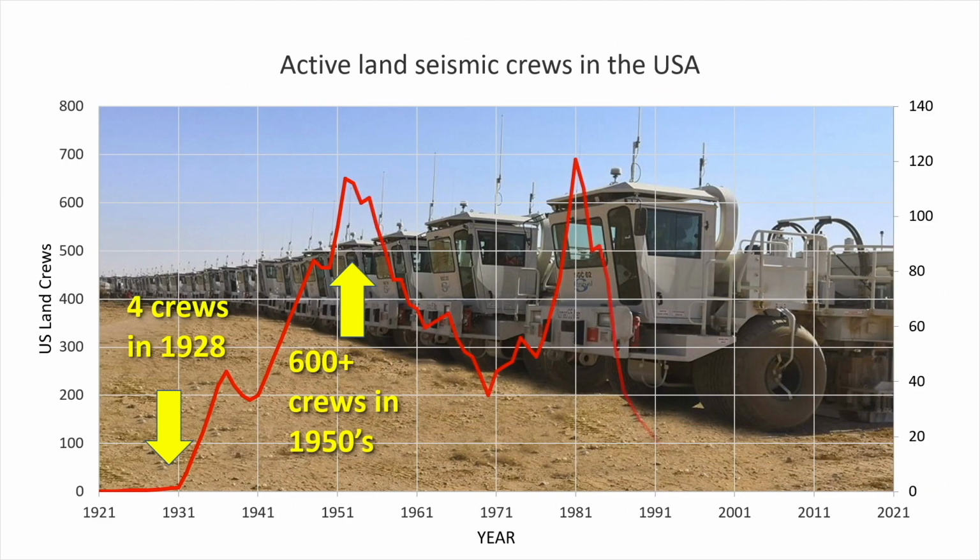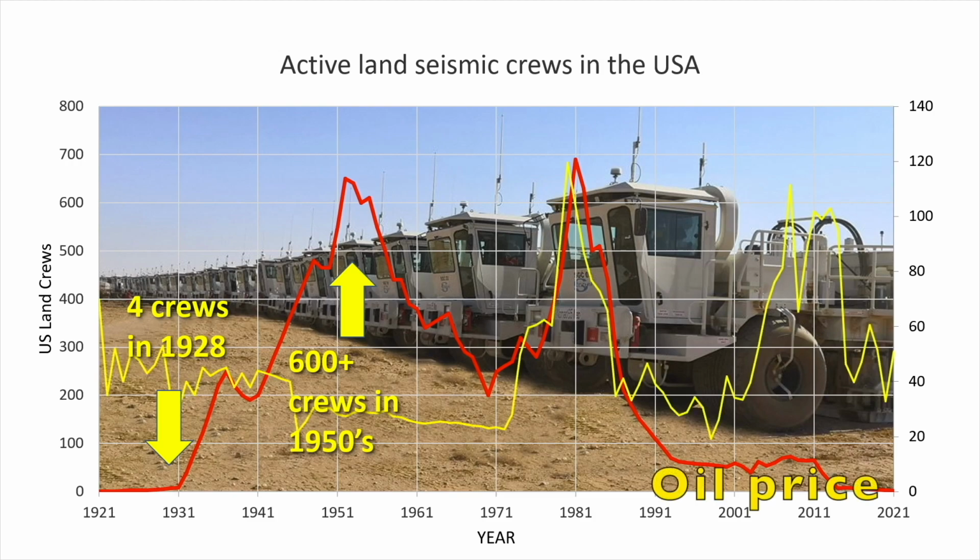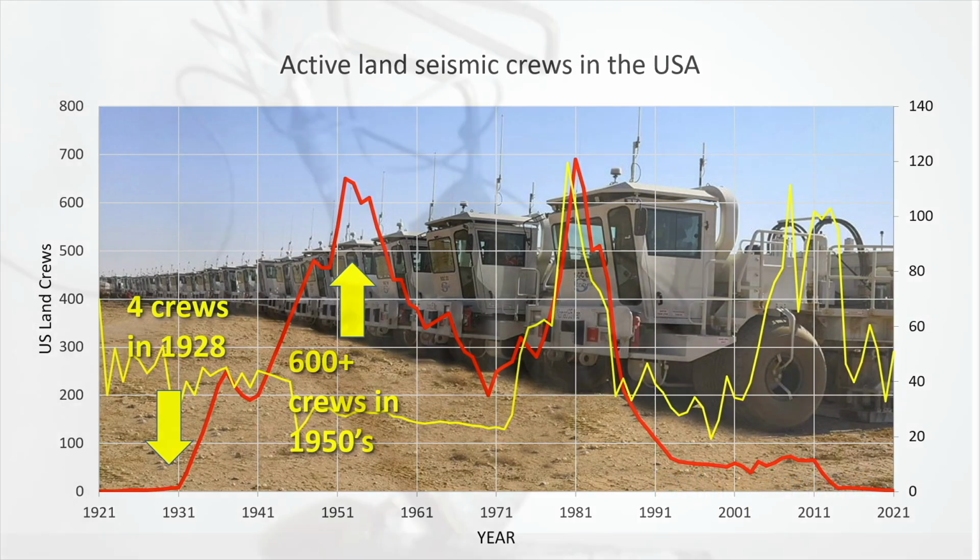The early increase in seismic crews could not be maintained. And while we saw another peak around the early 80s associated with the price of oil, since then there's been a steady decline in the number of active land crews in the US. Today, they number no more than there were 10 years after Karcher's first experiment.